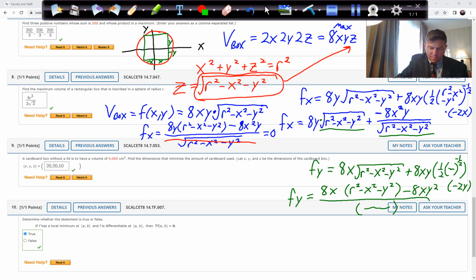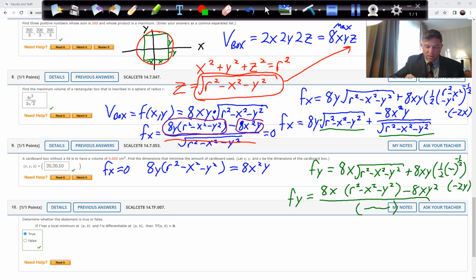Just that numerator. So from fx, setting equal to 0, we have 8y times r squared minus x squared minus y squared minus 8x squared y equals 0, but I'm going to just set that equal to 8x squared y. For this numerator to be 0, this term has to equal this term. It's the only way those can be 0. Now we can say, 8y on the left, 8y on the right, those will cancel. And therefore, x has to equal the square root of r squared minus x squared minus y squared. Technically it's plus or minus, but it makes no sense to have a negative distance, so we're going to get rid of that minus sign.